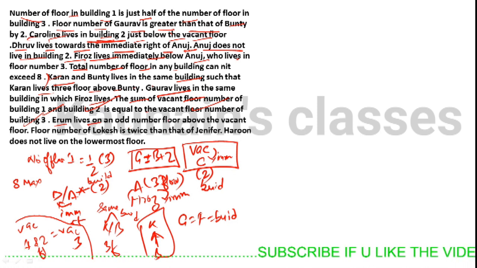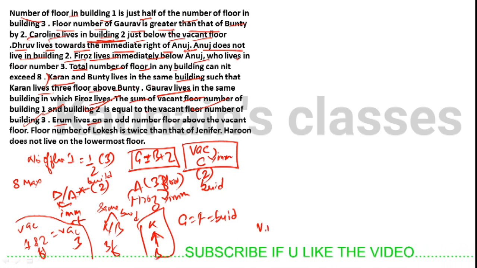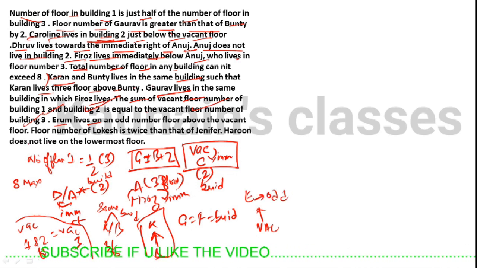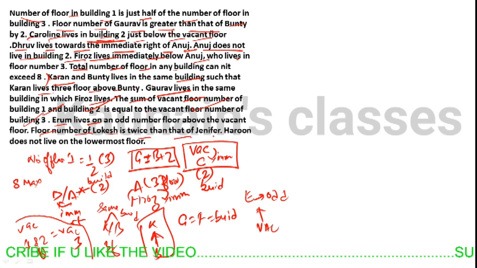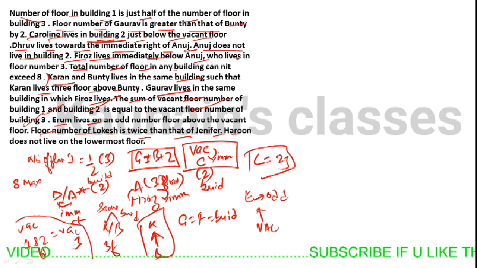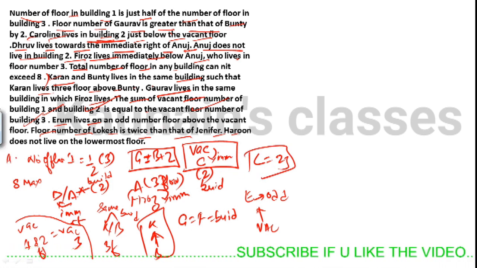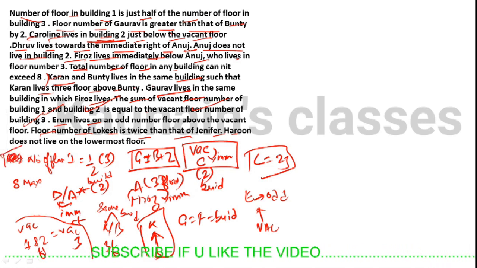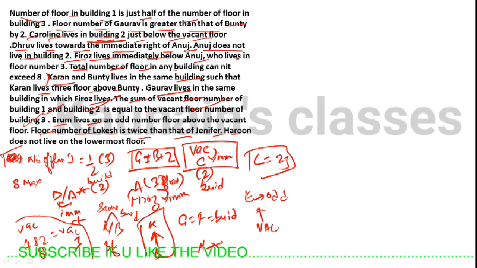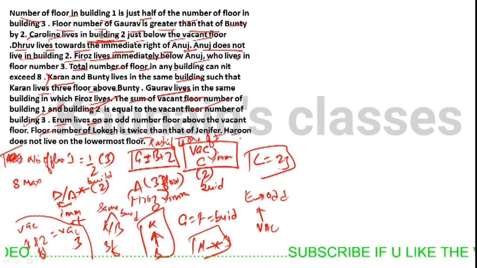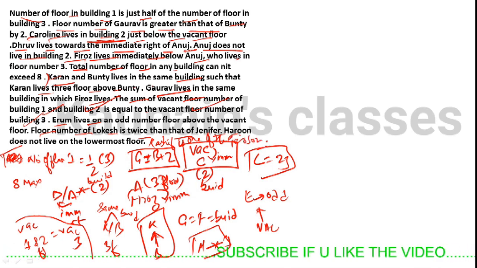Iram lives on an odd number floor above the vacant floor. Okay, the floor number of Lokesh is twice that of Jennifer. Harun does not live in the lowermost floor, meaning floor 1. Okay, let's write it here: Harun is not living in floor number 1. And add one line here: Kashif is one of the persons.